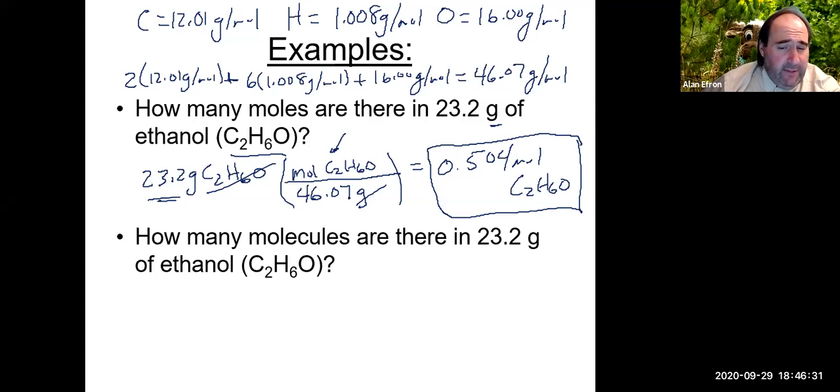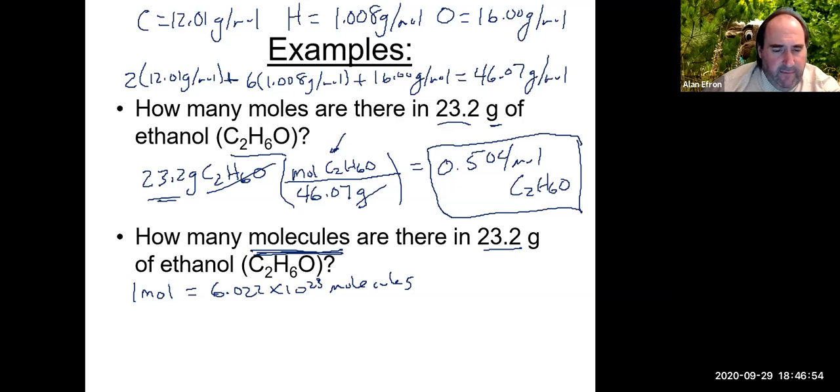At this point, we actually continue on since it's really the same question. At the second part, though, we do need Avogadro's number because it does mention molecules. So again, 1 mole of anything is 6.022 times 10 to the 23. Here we will use molecules because C2H6O is a molecule.